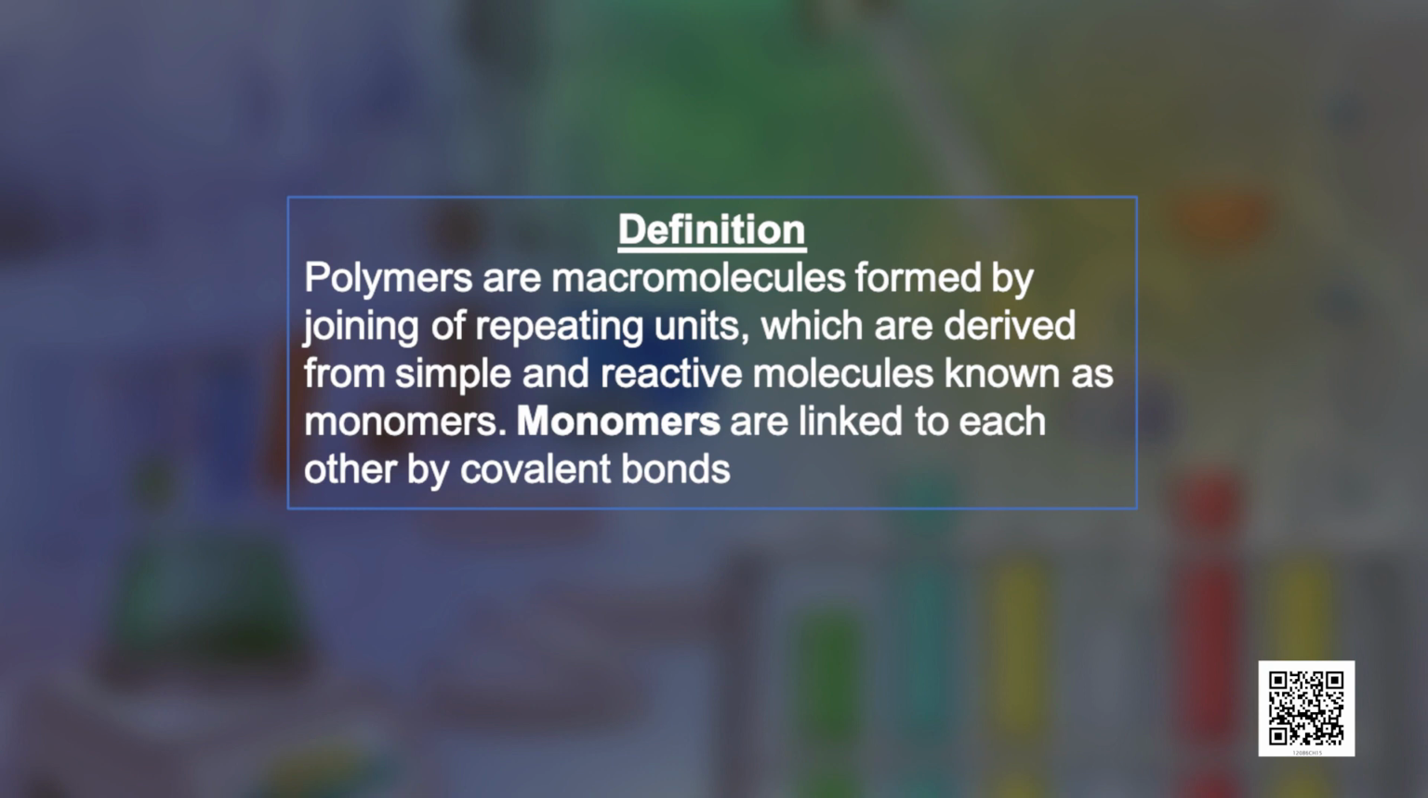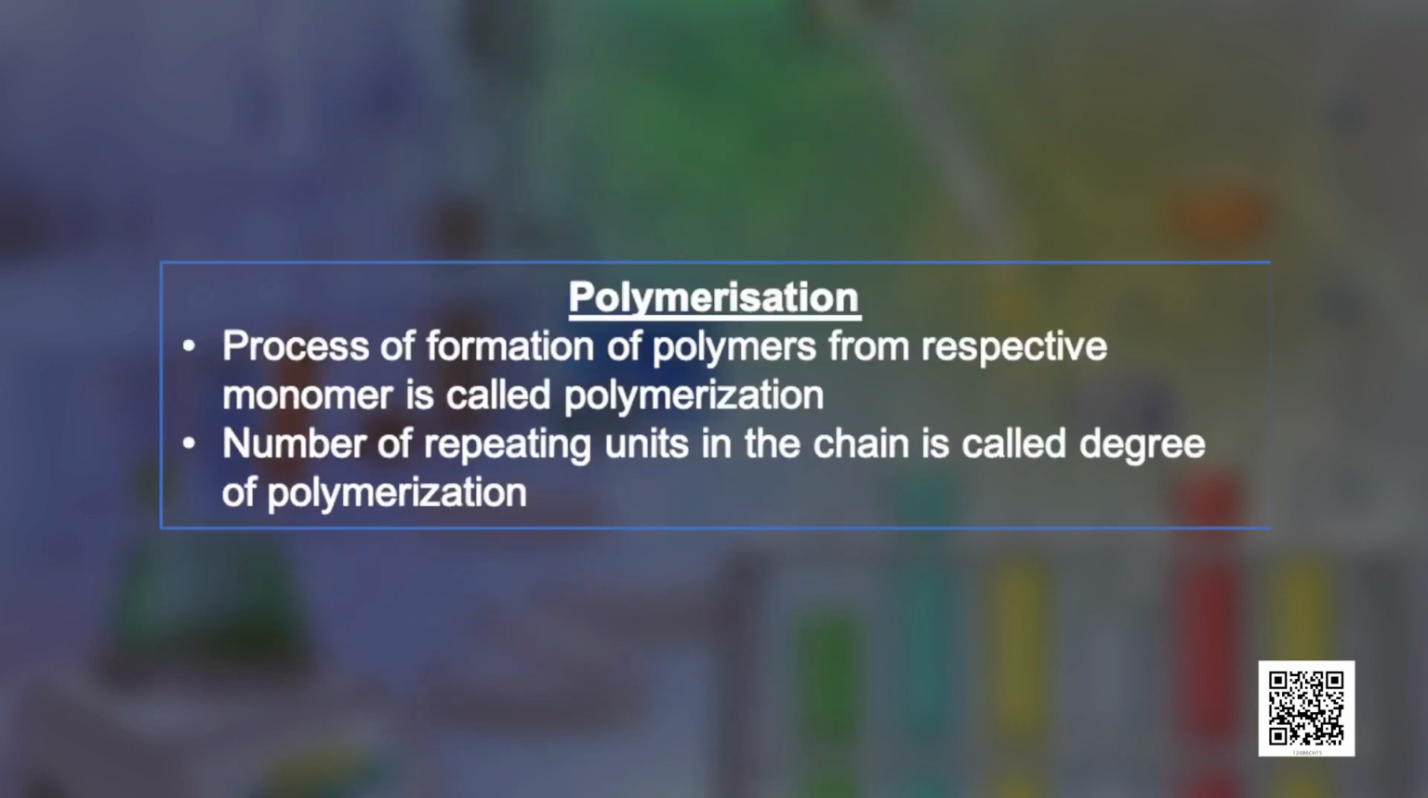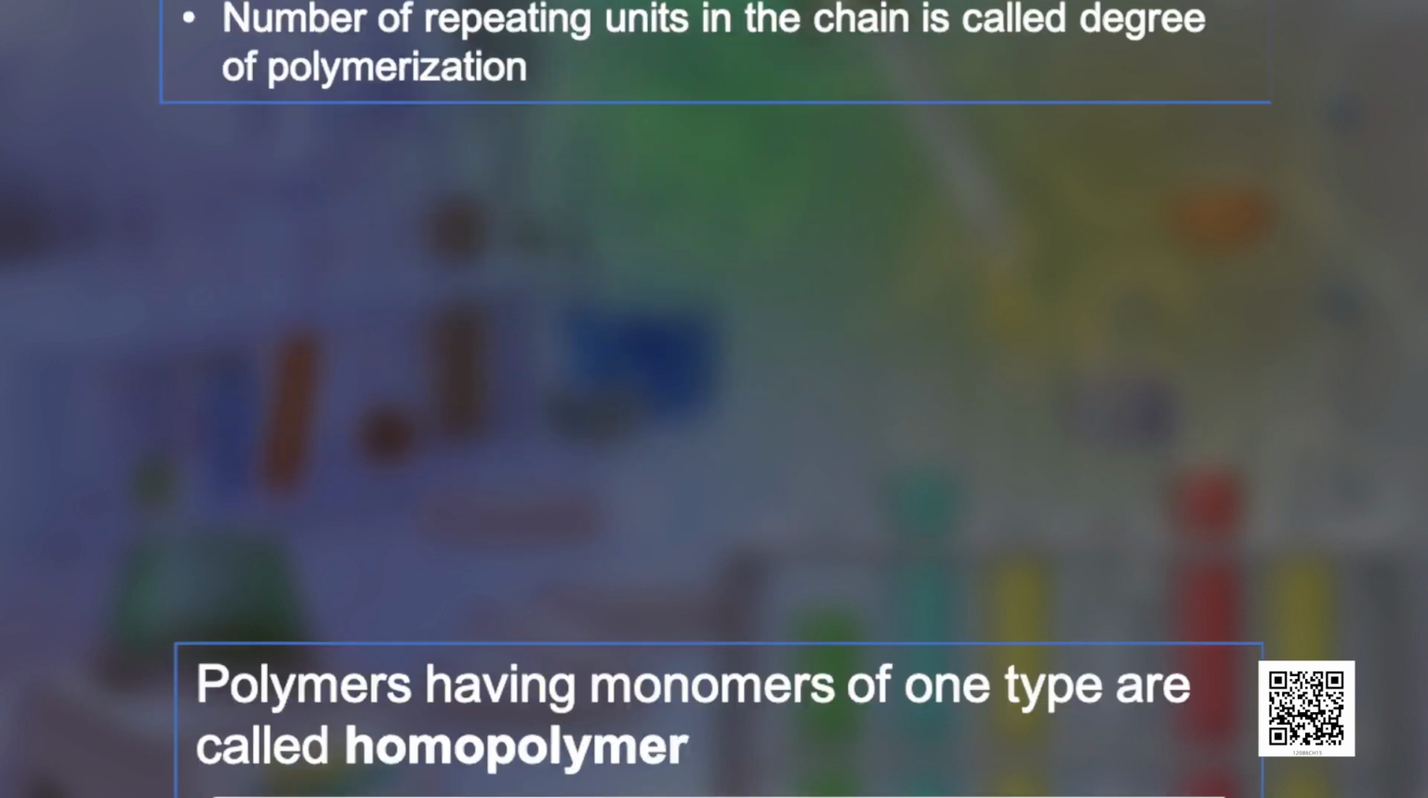The repeating structural units are derived from simple and reactive molecules known as monomers, which are linked to each other by covalent bonds. The process of formation of polymers from respective monomers is called polymerization. The number of repeating units in the chain is called the degree of polymerization.